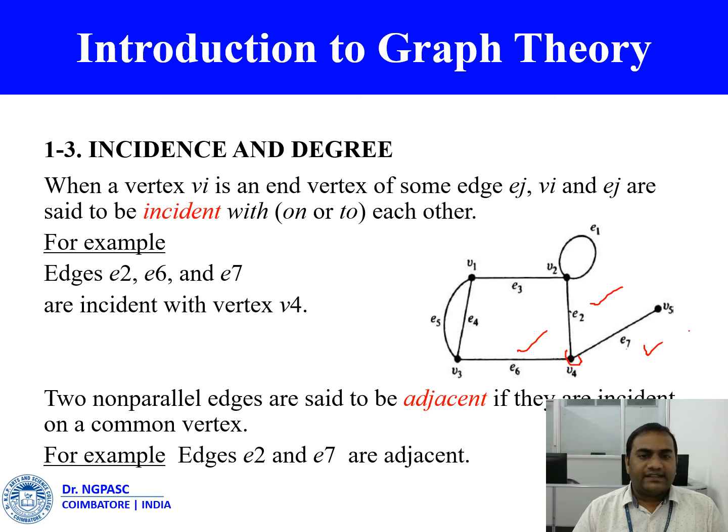Okay, next, adjacent. Adjacent means there are 2 edges starting from one point and from another point. Formally we define: 2 non-parallel edges are said to be adjacent if they are incident on a common vertex. In this diagram, edges E2 and E7 are adjacent.